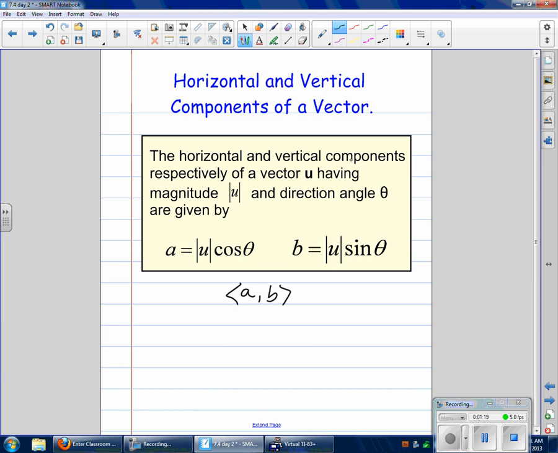So the horizontal and vertical components respectively of a vector U having magnitude U and direction angle theta are given by A equals the magnitude of U times the cosine of theta, and B equals the magnitude of U times the sine of theta. So again, you could easily set those up. I don't think those are anything you need to memorize. Just set up a trig function with the corresponding sides and the hypotenuse, which is going to be known, and then solve back for A, because we know theta and we know the magnitude.